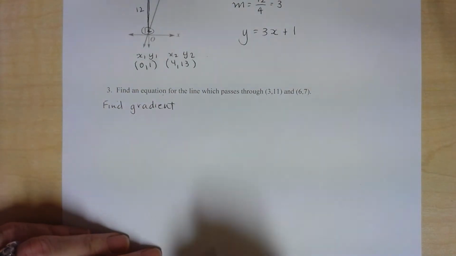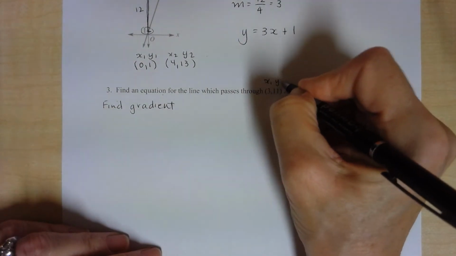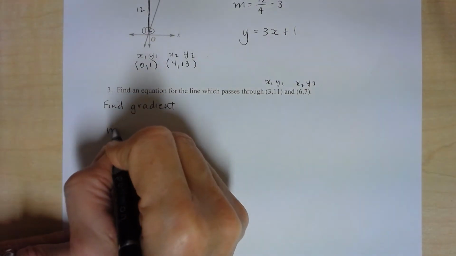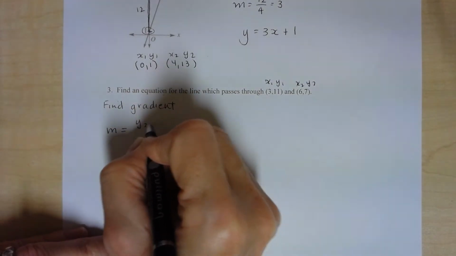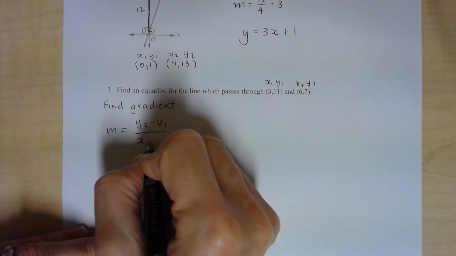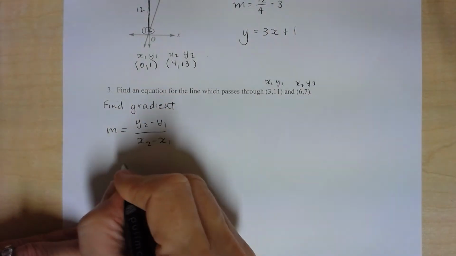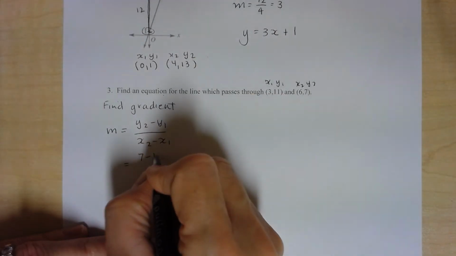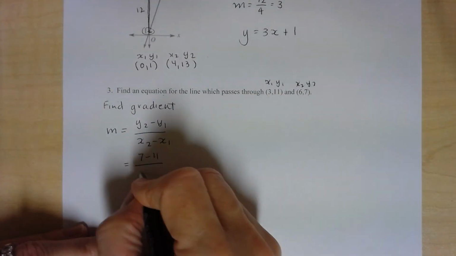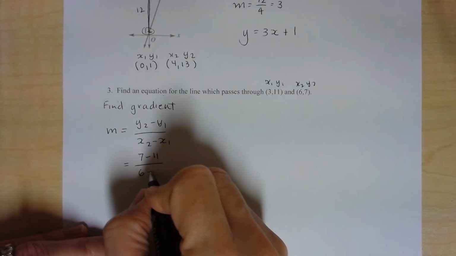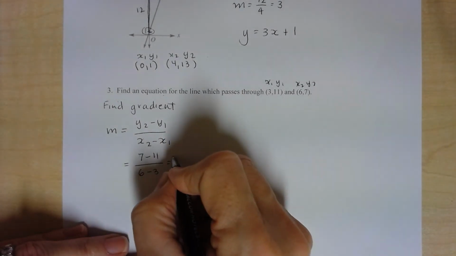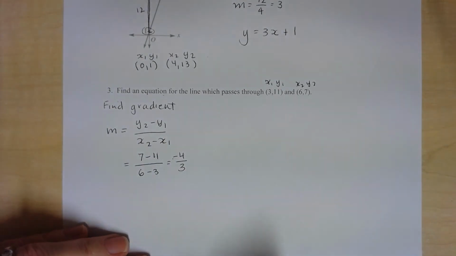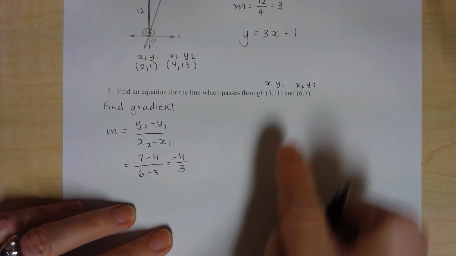So finding the gradient, I make x1, y1, x2, y2. So I'm going to use that formula a lot. I write the formula down. Gradient equals y2 minus y1 over x2 minus x1. And I plug in the values. y2 is 7, y1 is 11, x2 is 6, x1 is 3, and I get negative 4 over 3. So that's my gradient.